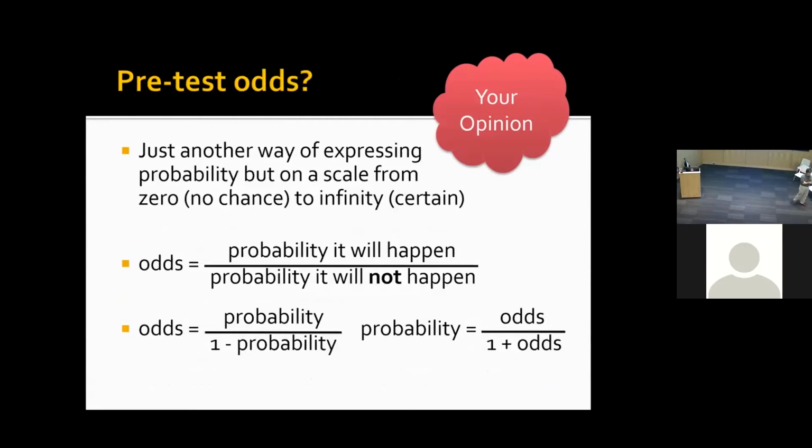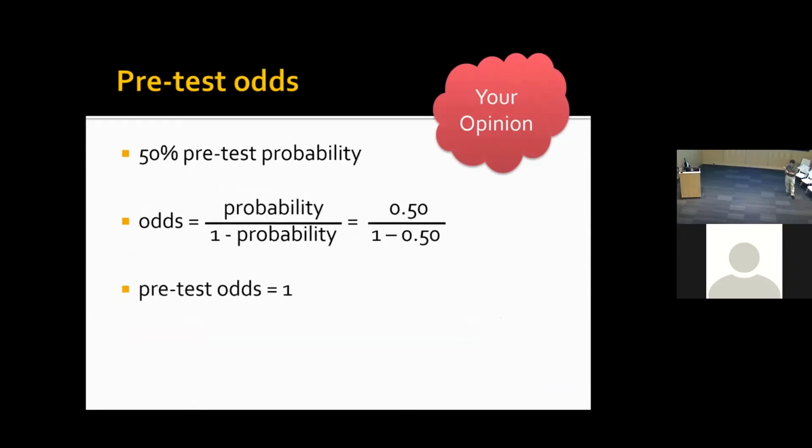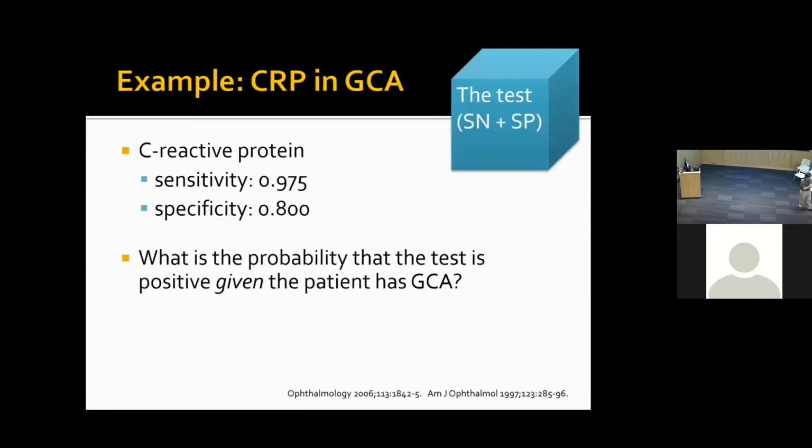Take that probability, 50-50. How many have it? One person with it would mean there's one person without it. That'd be 50-50, so that's odds of 1. And there you go, pretest odds of 1. So you can do this in your head if you start practicing. It's not terrible. And here's the C-reactive protein's sensitivity and specificity.